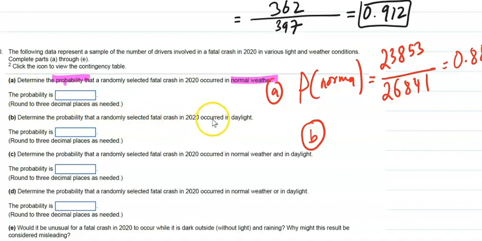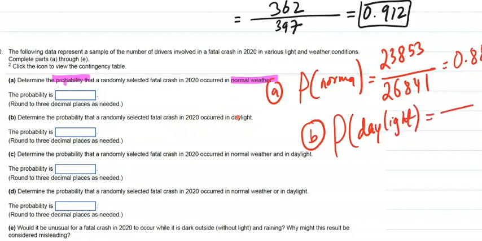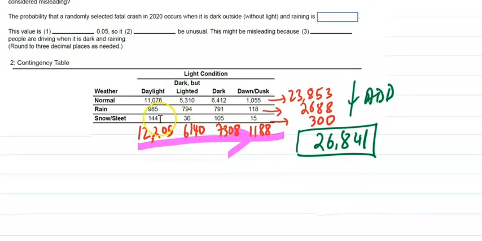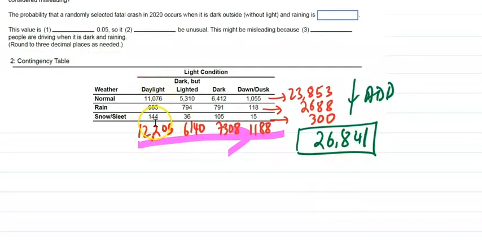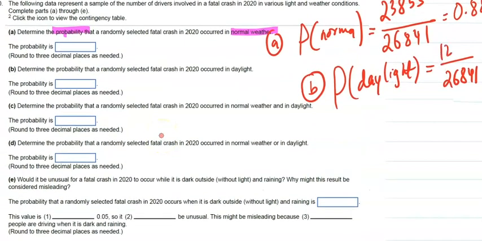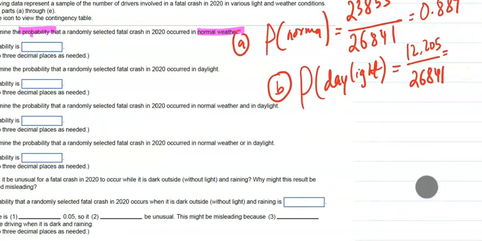Okay, for part B, find the probability that a randomly selected fatal crash occurs in daylight. So pretty much looking for the probability of daylight. Again, the total accidents, 26,841, goes to the denominator. And how many accidents happen in daylight? The number of accidents in daylight is 12,205. So I'm going to put 12,205 and round to 3 decimals after division. You get 0.455.